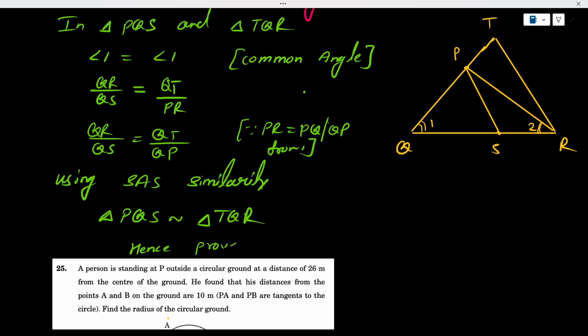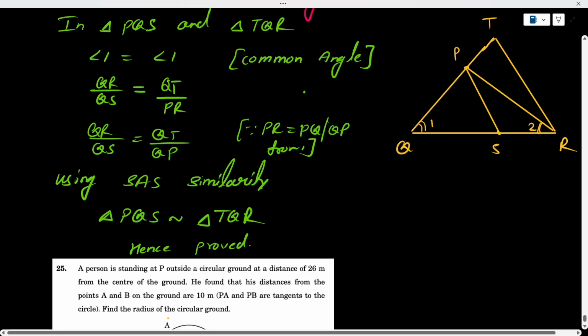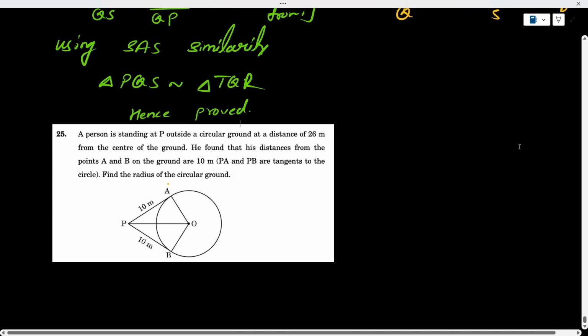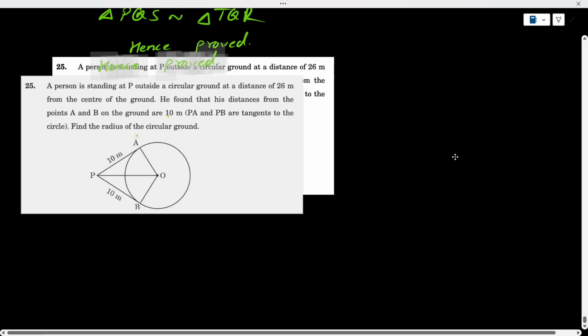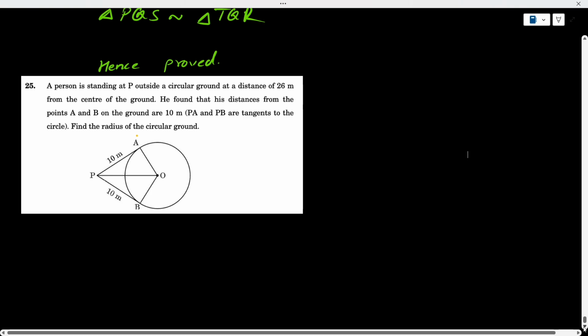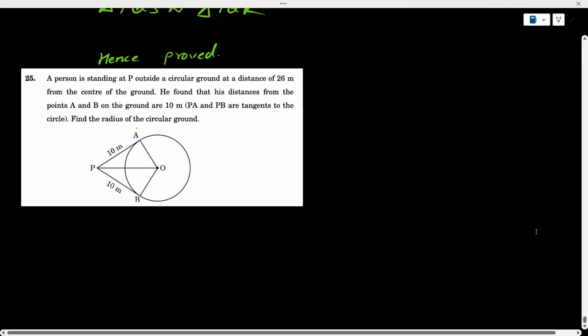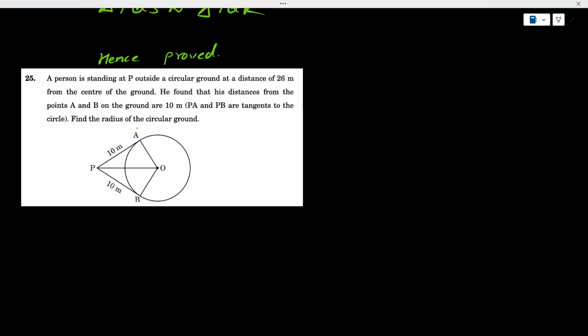So this is the way, one by one, you have to write down all the steps. Draw the neat figure. Now next, this is your next 2-marker question, which is from the circle. What does it say? A person is standing outside a circular ground at a distance of 26 meter from the center of the ground.